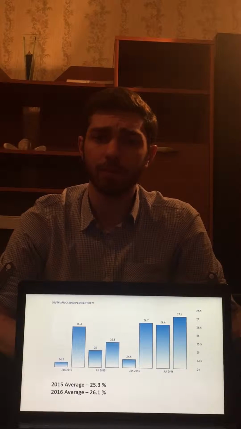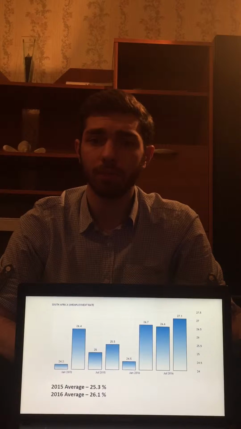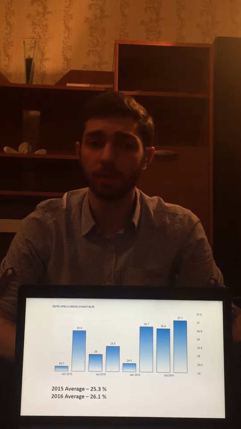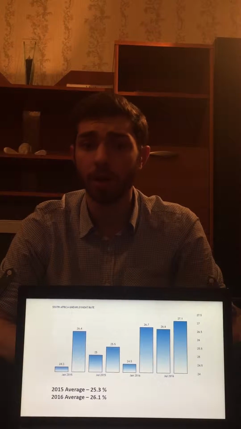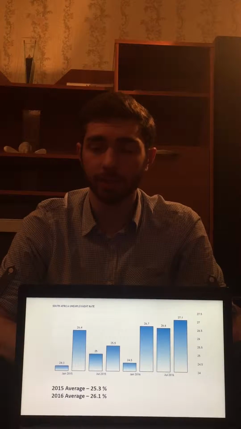At a time when almost half the population is under 25, unemployment among the young people between the ages of 15 and 24 is almost 50%, double the national rate.